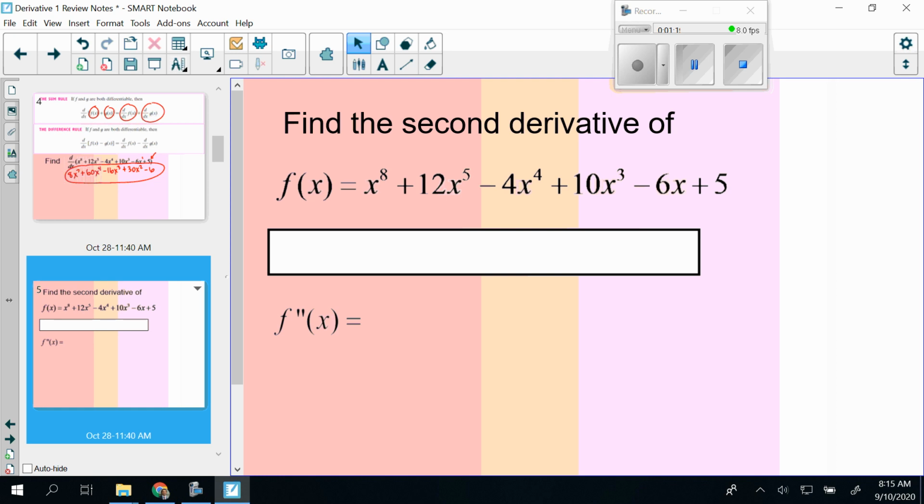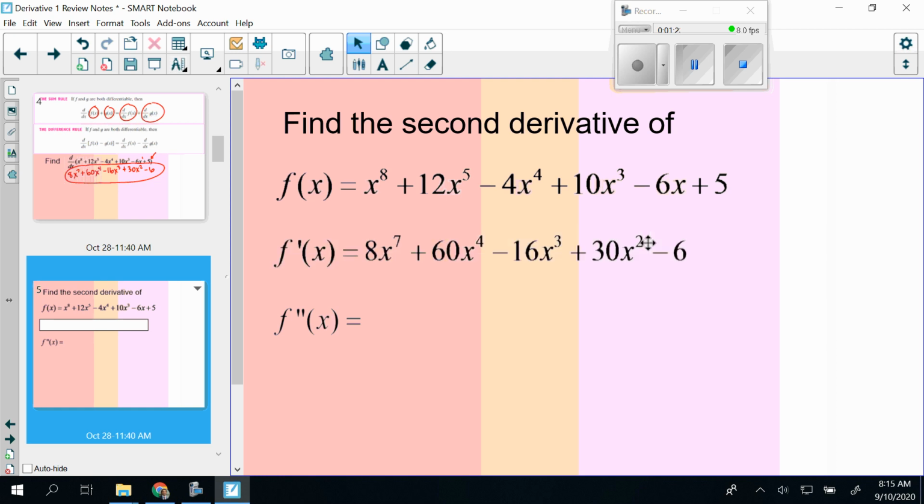If they ask you to find the second derivative of something, this is that same function we just looked at, and we found the derivative. The second derivative would be finding the derivative of a derivative. So we just go through now, and we're looking at this one to get our derivative.